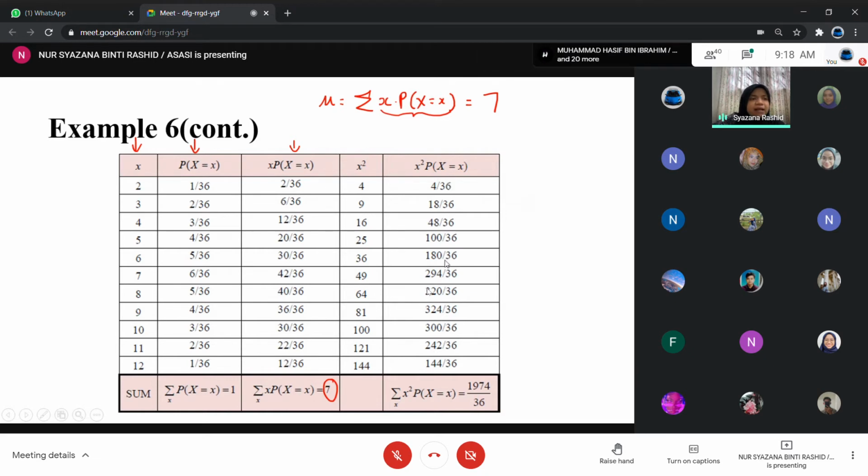Okay, bila dah dapat, you sum up all the value. It's just that this is not yet the variance. Ni yang kita kadang-kadang even pun selalu buat silap dekat sini. Ambil dia terus jadikan dia variance. This is not yet variance. You kena ingat dalam formula variance ada minus mu square. Ada minus mu square. So you hanya boleh ambil ni. You take this one.